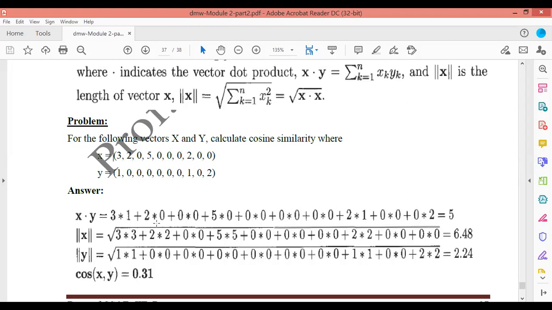Consider the multiplication and then add all those values. So it will be 3 into 1 plus 2 into 0 plus 0 into 0 plus 5 into 0 plus 0 into 0, and the next ones are also 0 into 0, 0 into 0. So add all those values. So x into y you'll be getting as 5. So the value is 5. So next, the mod of x value.